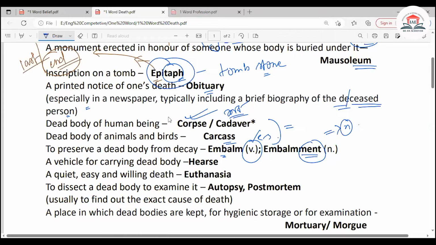We have a different process of embalming. Generally, we see in the science lab a body of lizard or a body of a rare frog that has been put in a solution of formalin. So this is a very costly process of maintaining a dead body. So that is called embalmment. Clear?